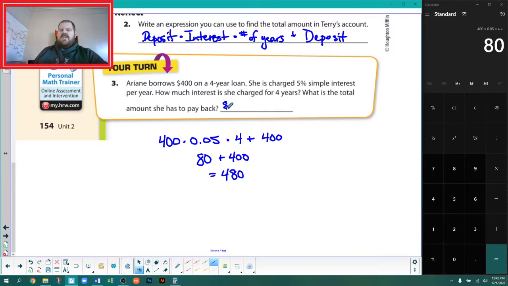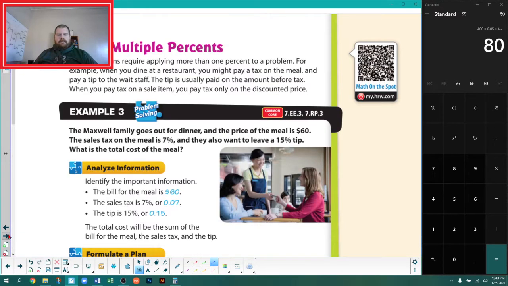So how much interest? That is $80. And how much are we paying back total? $480. So just needing that $400 right now ended up in the long run over 4 years costing us $80 because we didn't have that 400 that we needed.